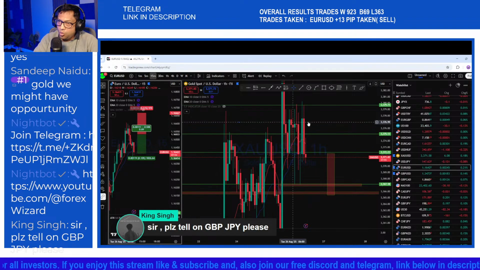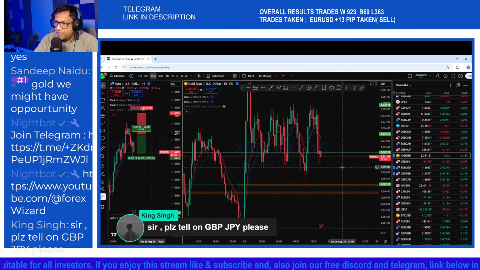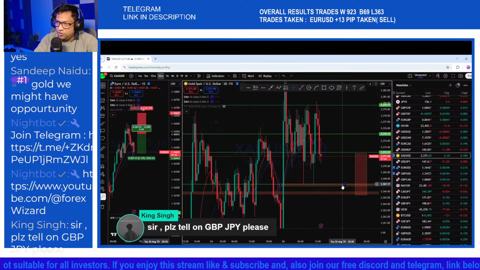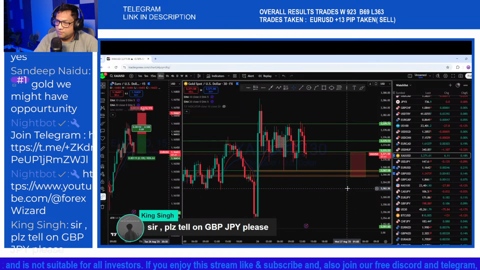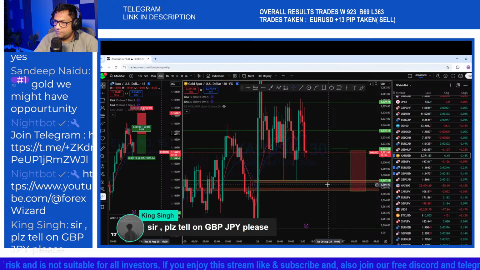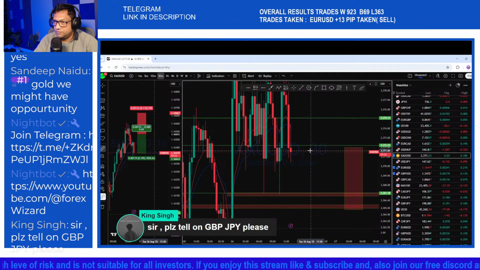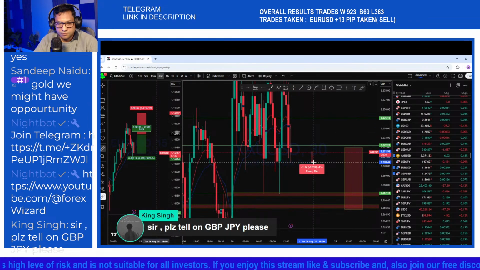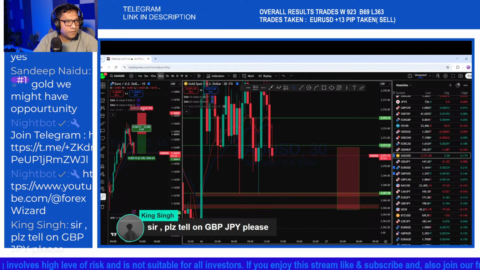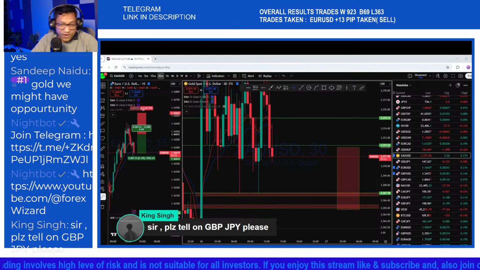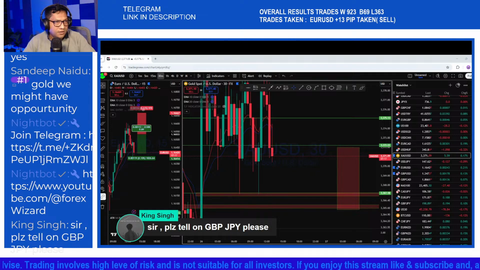While you're looking at gold also, it is slowly dropping to that support level on the 15 minutes. You might find a trade on gold, but you need to be patient to enter into that.